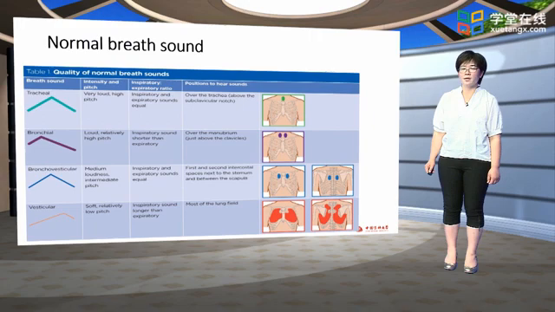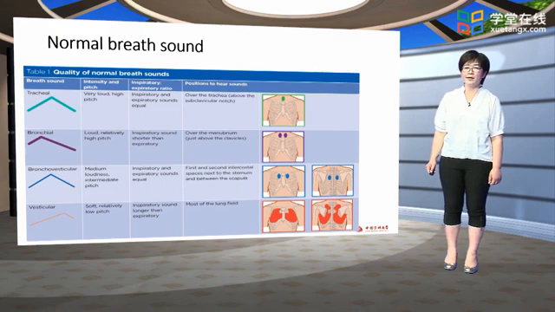As for the quality of normal breath sound, there are four kinds: the first is tracheal, the next is bronchial, the third is bronchovesicular, and the fourth is vesicular. The tracheal sound is very loud and high pitched, like a tubular sound. The inspiration and expiration sounds are equal. It is heard over the trachea above the suprasternal notch. The bronchial sound is loud and relatively high pitched. The inspiration sound is shorter than expiration, 1:3. The position to hear the sound is over the manubrium, just above the clavicles.